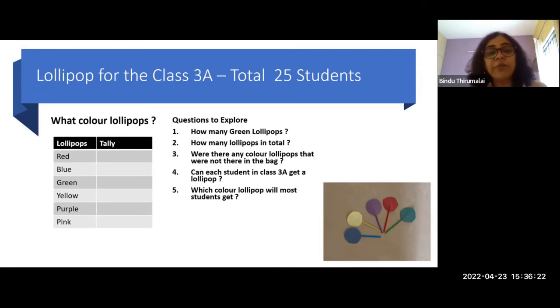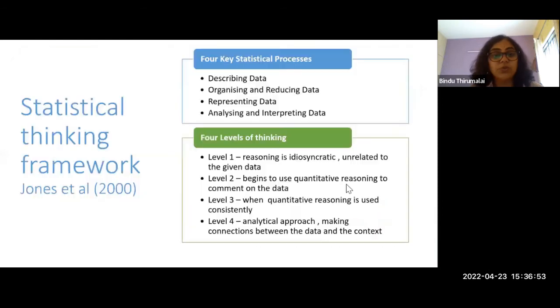You'll also have to make an inference to say that the total number of students is 25. And did we count as many lollipops? Right? Were there less than 25 lollipops, more than 25, or exactly 25 lollipops? So which color lollipop will most students get? Now that is looking beyond the data. Because why? Now let me tell you the results, then you'll know.